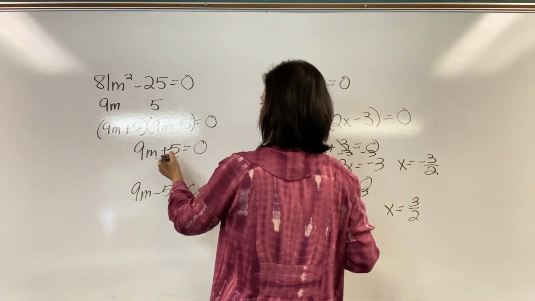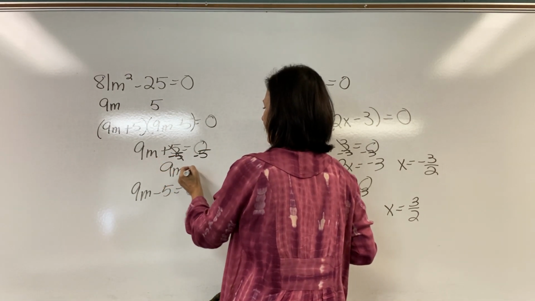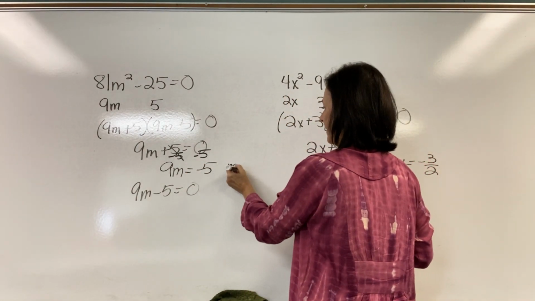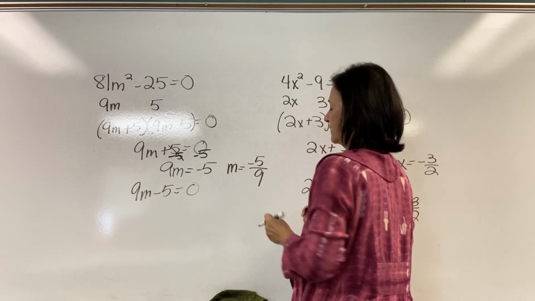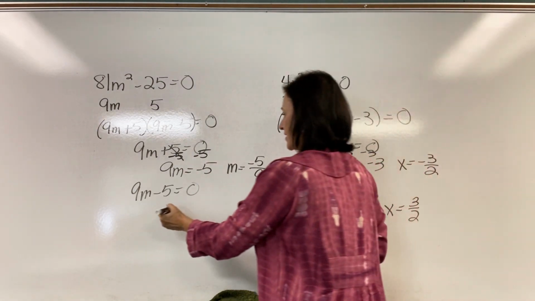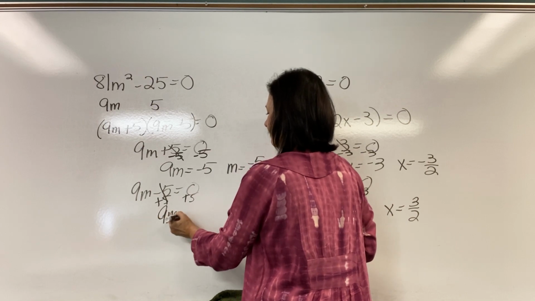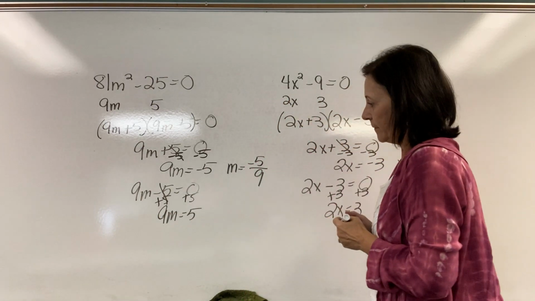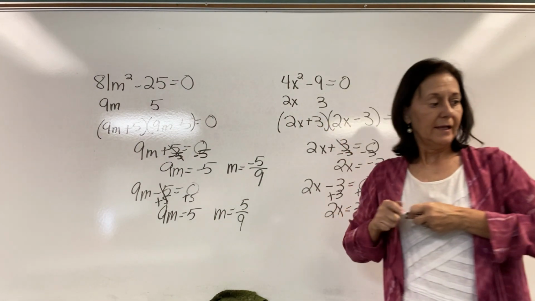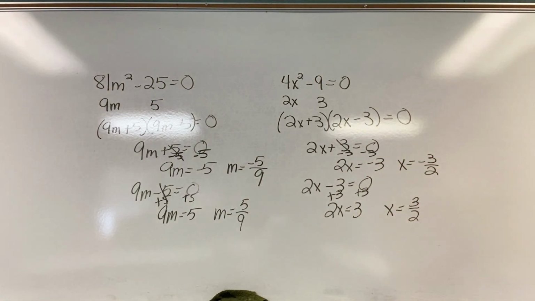All right, so we're going to subtract 5 from both sides. I'm left with 9m is negative 5. Divide both sides by 9. M is negative 5 ninths. Doing the same thing with the second term, adding 5 to both sides, we have 9m equals 5. Dividing both sides by 9, m is 5 ninths. I was expecting conjugate solutions, and they are, in fact, conjugate solutions.